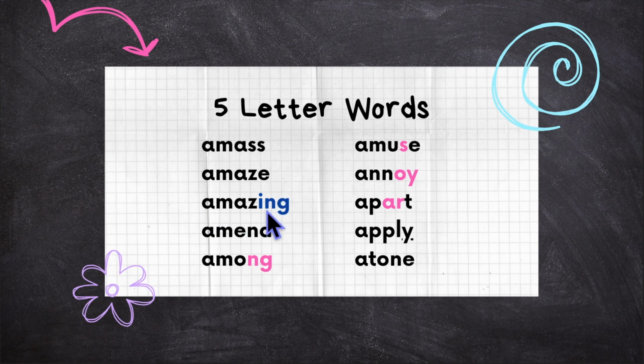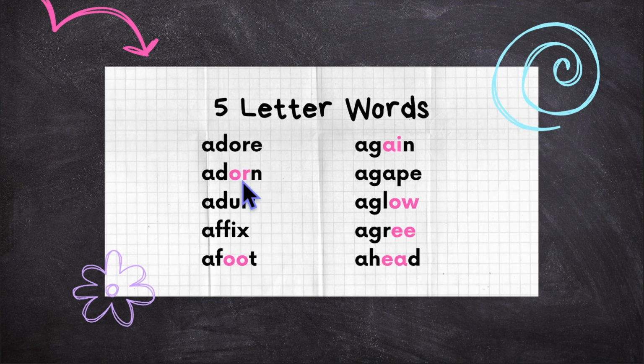Note that when we add a suffix that starts with a vowel, this E gets dropped. Amend, NG says ng, among. S will use its second sound of Z here. Amuse. OI says oi. Annoy. This is R. Apart. Apply. Note that this Y has a long I sound, although most of the time Y at the end of a word has a long E sound. Atone. OR says or. Adorn.